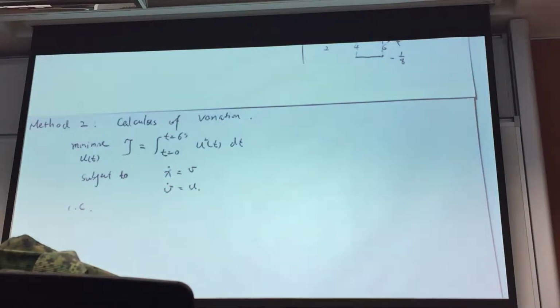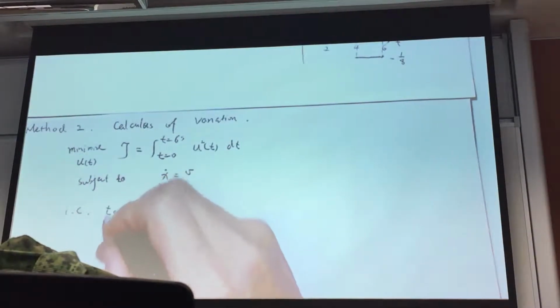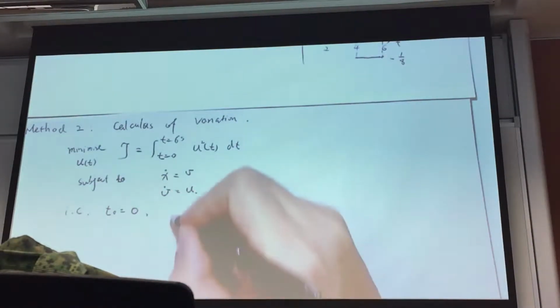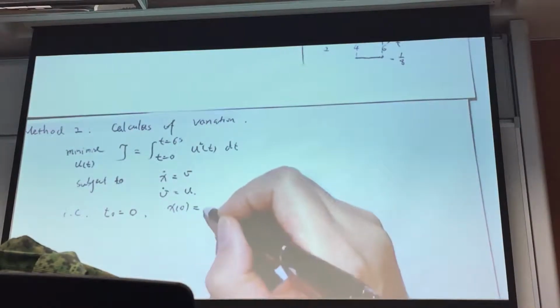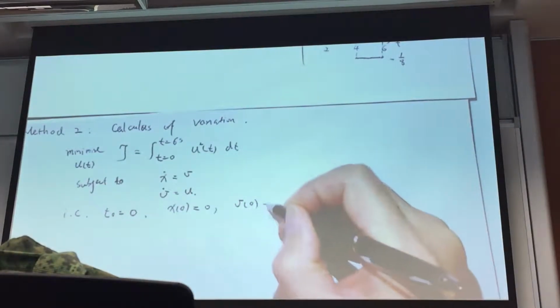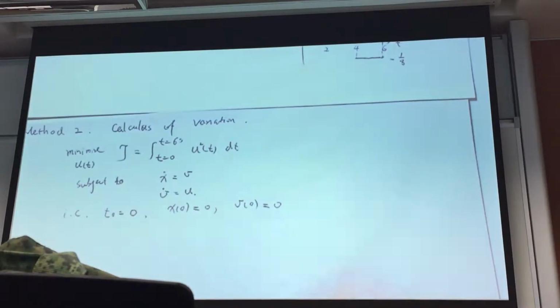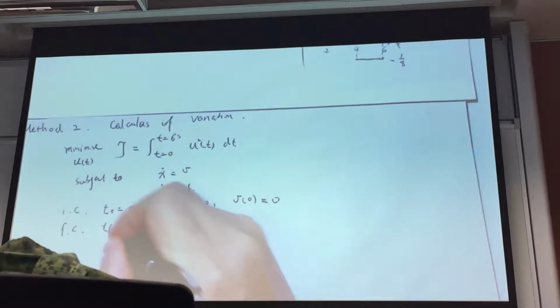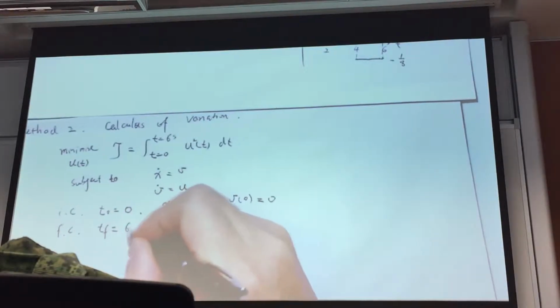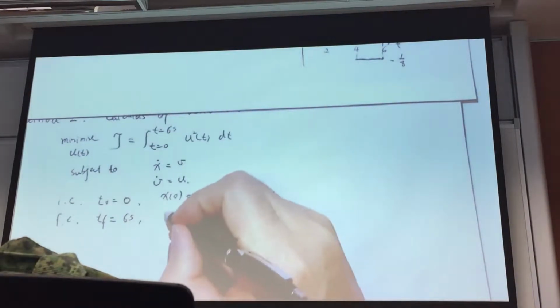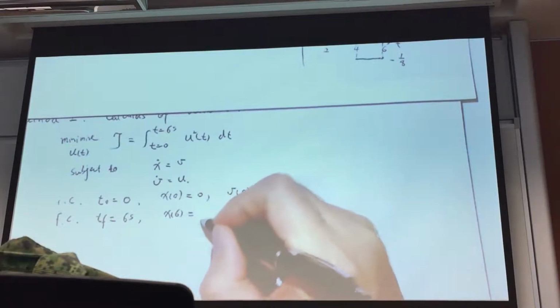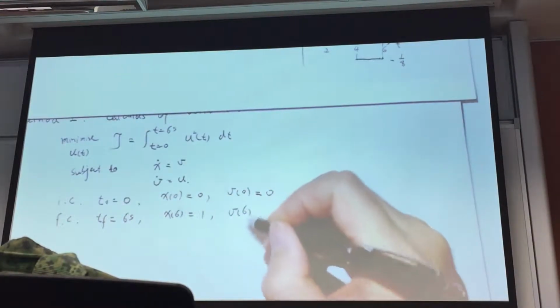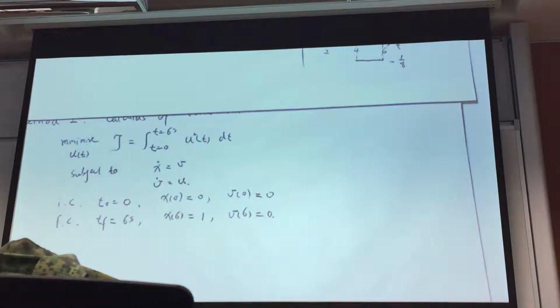So the initial condition remains the same. For t0 equal to 0, we have x0 equal to 0 and v0 equal to 0. For the final condition, for tf equal to 6 seconds, we have x6 equal to 1 and v6 equal to 0.